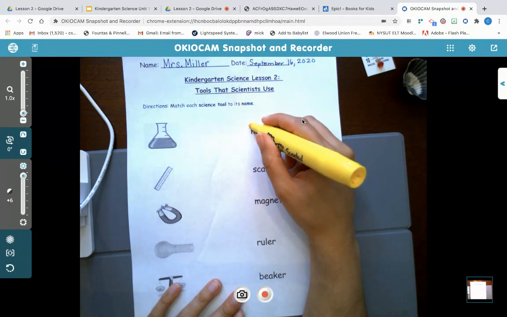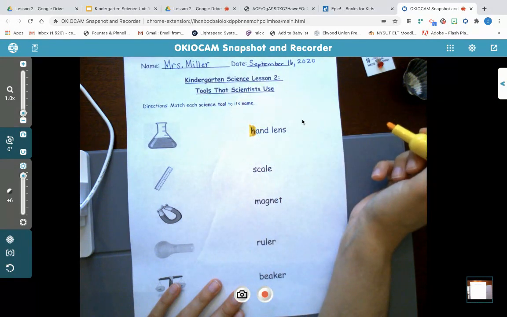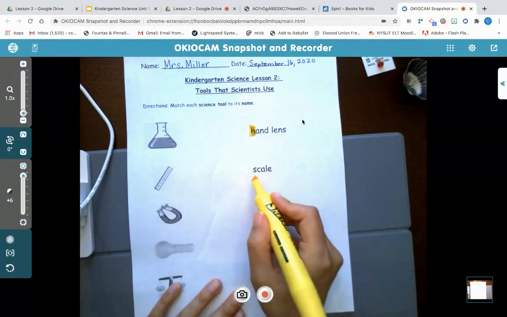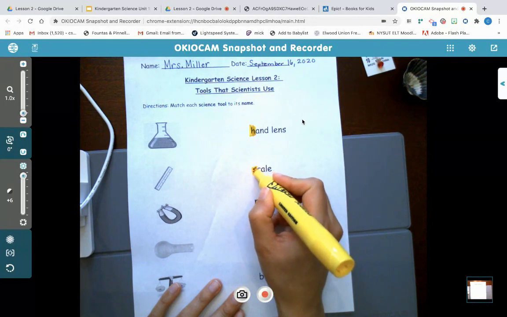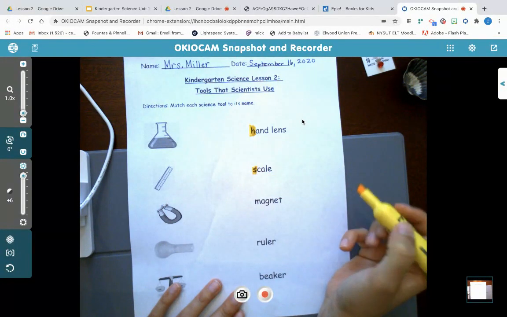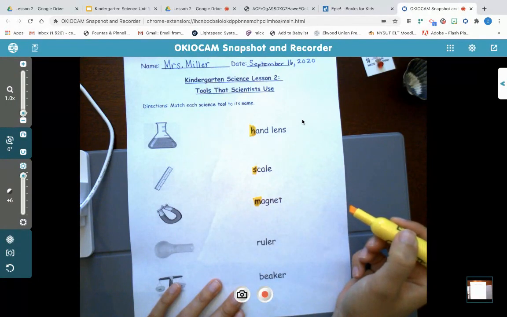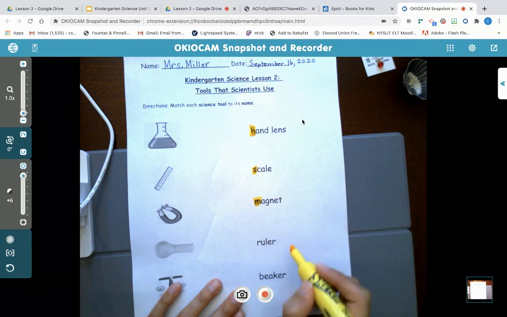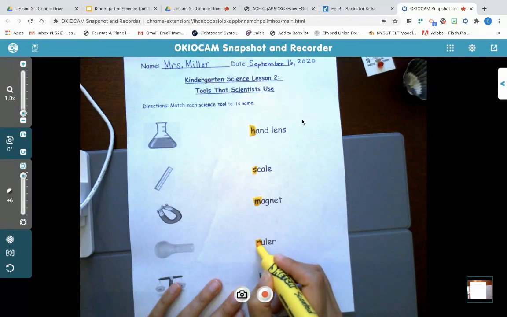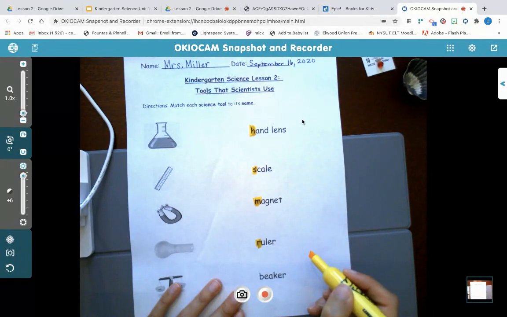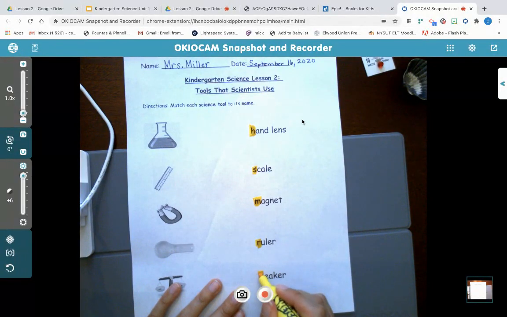Okay, let's see. This starts with, right? That's the letter H. I know that that makes the sound. And this starts with S. So that can't be beaker. This letter M makes the sound. Nope, that can't be beaker. This letter R makes the R sound, so that can't be beaker either. Here's the letter B. It makes the B sound. Ooh, could that be beaker?